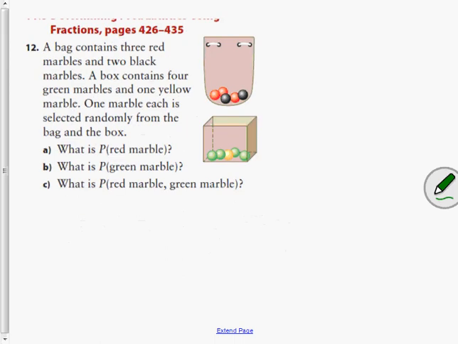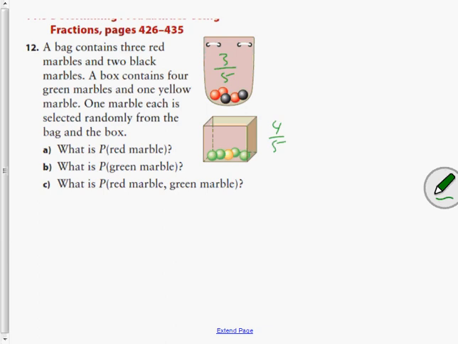Question 12 says a bag contains 3 red marbles and 2 black marbles. A box contains 4 green marbles and 1 yellow marble. 1 marble each is selected randomly from the bag and the box. What is the probability of a red? Well, that would be 3 chances out of 5. And the probability of a green marble would be 4 chances out of 5.